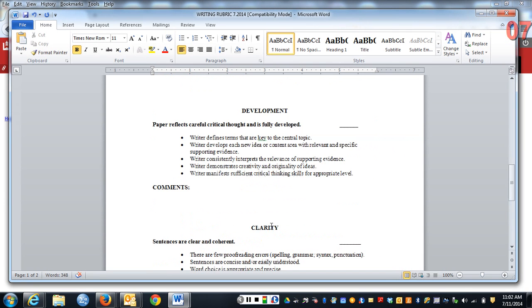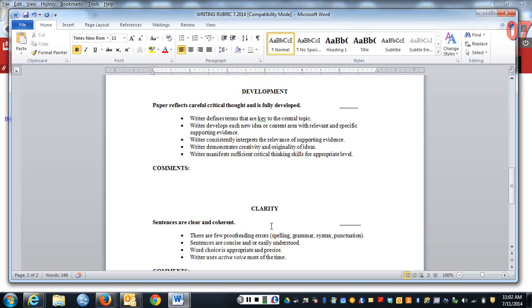The third area is development. So one of the things in this course we'll be talking about is critical thinking. The paper has to be developed in a critically thought out way. It has to be fully developed. Developed topics mean you've said enough about the topic that the reader can understand and the reader can apply it, or you have applied it for the reader in a way that is clear.